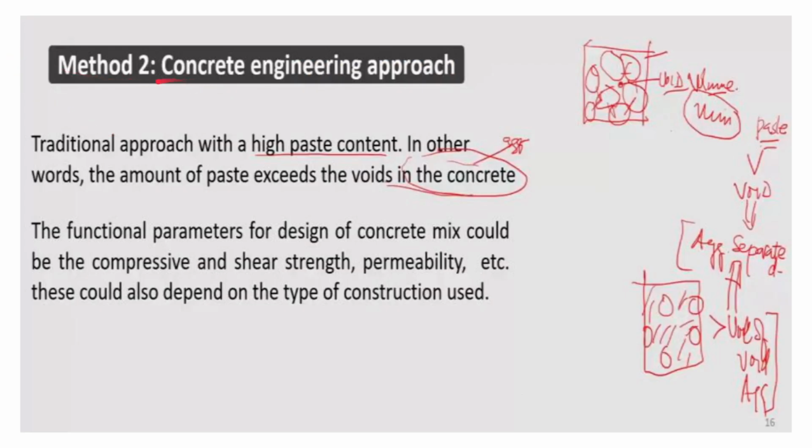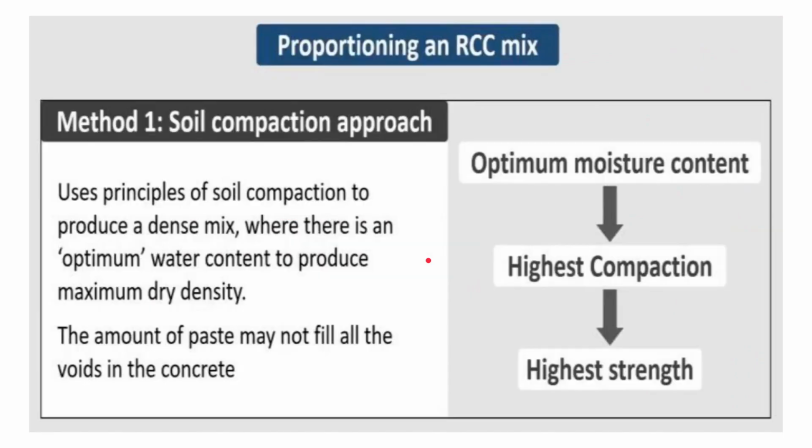And the second approach, as I told, is using the concrete engineering approach. Okay, so this is a traditional approach with a high paste content. In other words, the amount of paste exceeds the voids in the concrete. Okay, the functional parameters for design of concrete mix could be the compressive and shear strength, permeability, etc. This could also depend on the type of construction used. Okay, and in concrete we basically take the amount of binders even higher than voids. Okay, but in the soil compaction case, it is not like that. Okay, so there we try to find the optimum water content for producing maximum dry density, which ensures highest compaction.